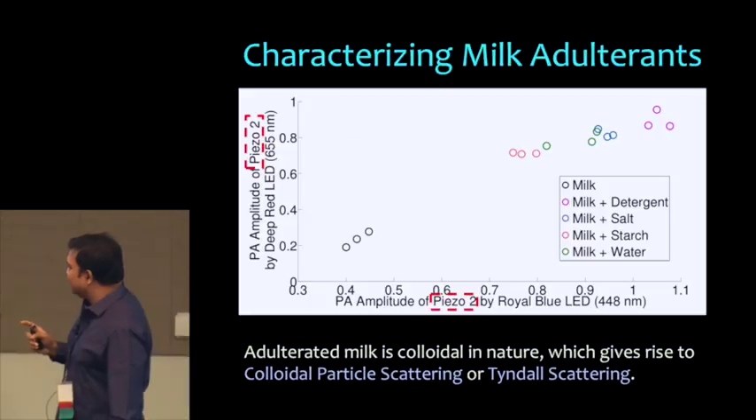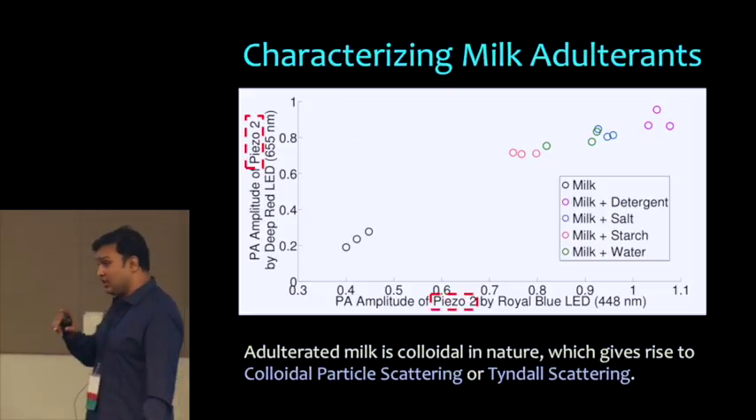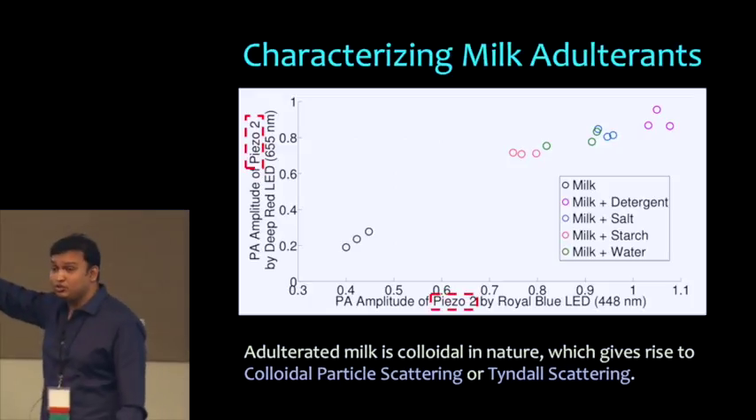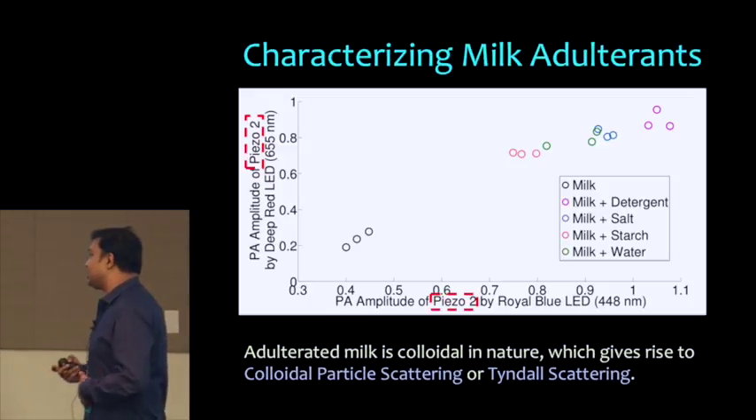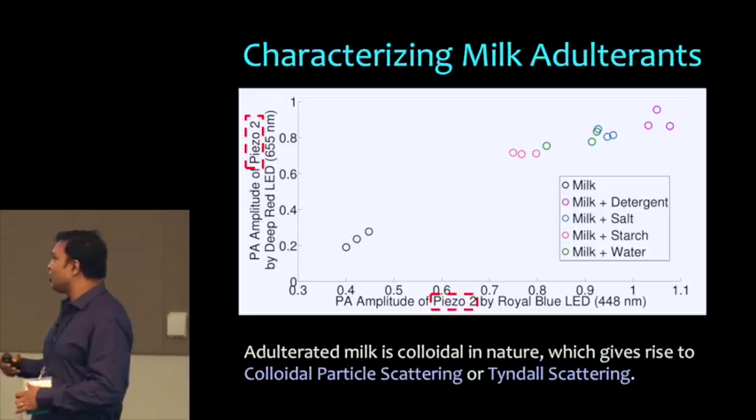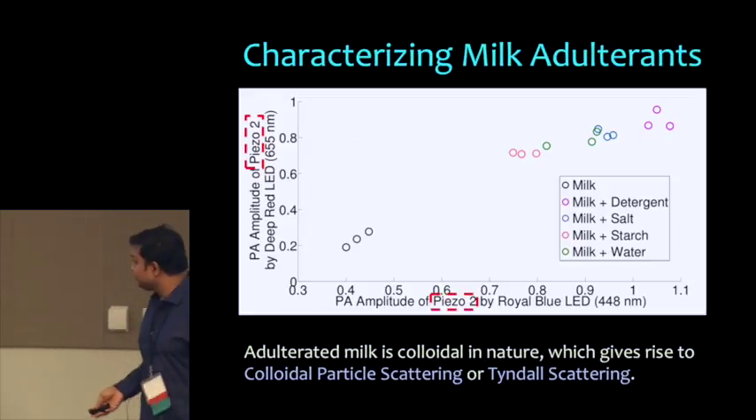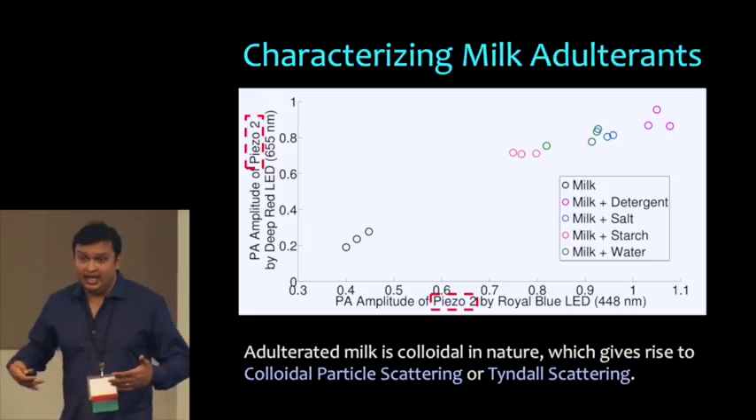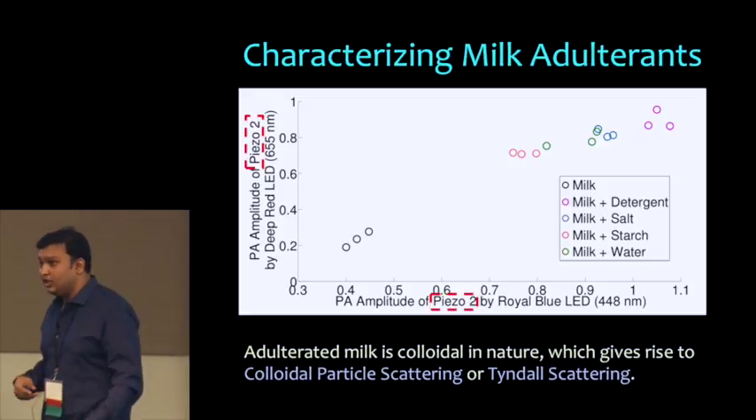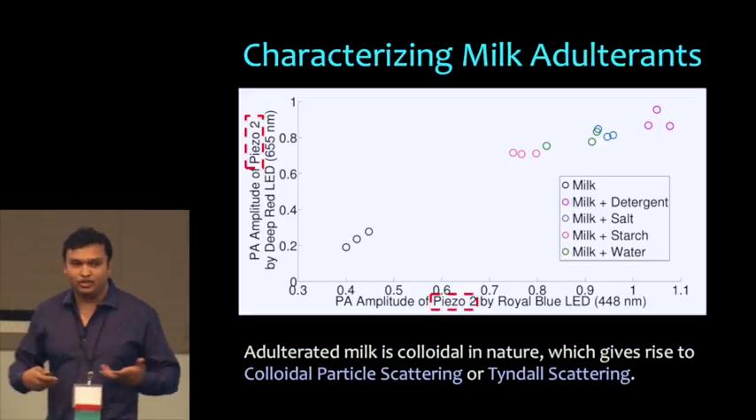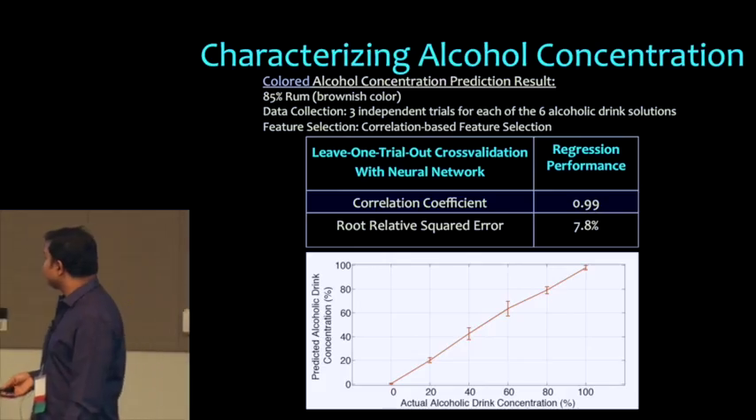Another very interesting thing was that if you look closely, both of the 2 most important features are coming from piezo 2, not piezo 1. And we can expect that because adulterated milk is colloidal in nature, which gives rise to colloidal particle scattering, also called Tyndall scattering, right? So for anything that has high concentration, we expect that piezo 2 will play a much more dominant role if you want to classify or characterize it.